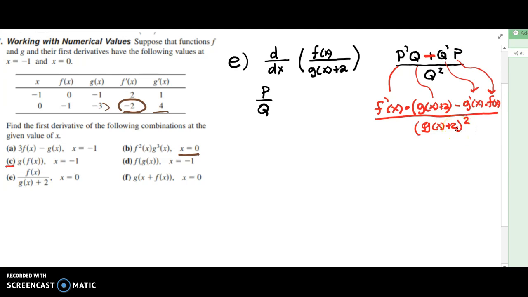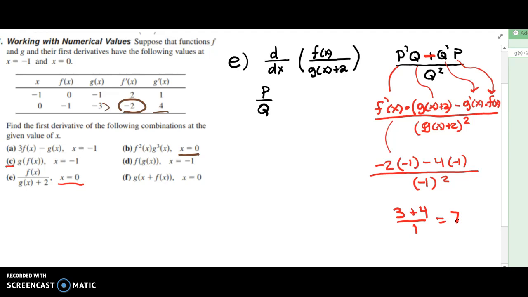Now we can just plug things in. We're looking at x equals 0. So the derivative of f at 0 is negative 2 times g of 0 is negative 3 plus 2 gives us negative 1, minus the derivative of g at 0 is 4 times f of 0. That's negative 1. And again, our g plus 2 is that negative 1. But this time I square it. Simplifying should give us 3 plus 4 over negative 1 squared, or 7.